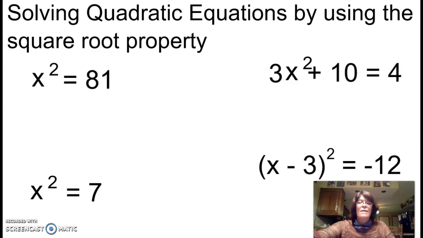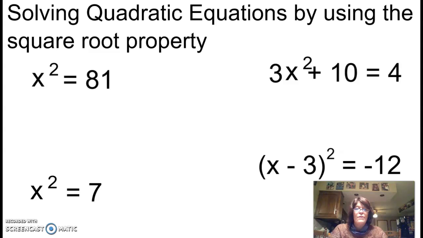Okay, so in the last video I was showing you the different ways to solve a quadratic equation. They were already set up equal to 0. We had an x squared term, an x term, and a constant. There is another way to solve a quadratic equation. It's called the square root property, and we use it when we just have something squared equal to a number.